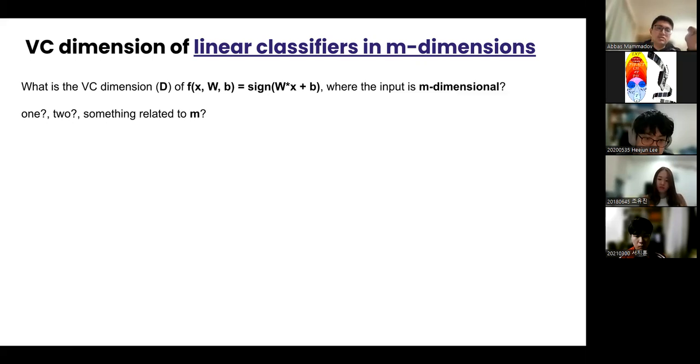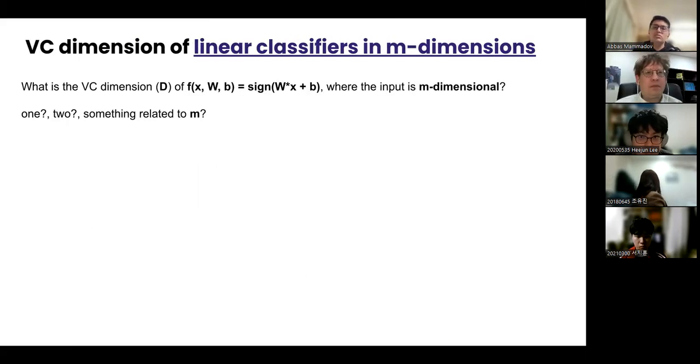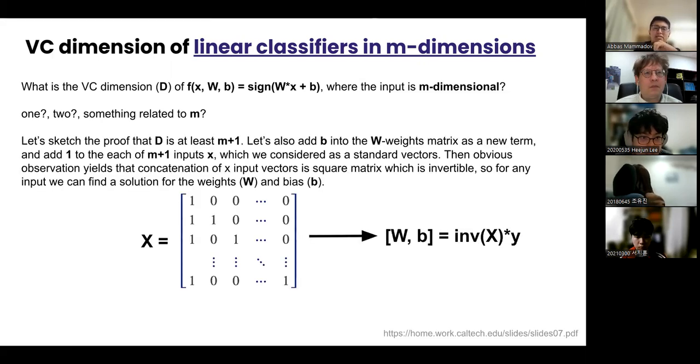So in this case, what do you think? What will be the resulting VC dimension D? We should find D: 1 or 2 or something related to m, because as you can see, this is just the m equals 2 case, and we found it's 3. So it's more reasonable to ask whether the answer can be constant or is related to m. Actually, the answer is related to m. Let's first prove that D is at least m plus 1.